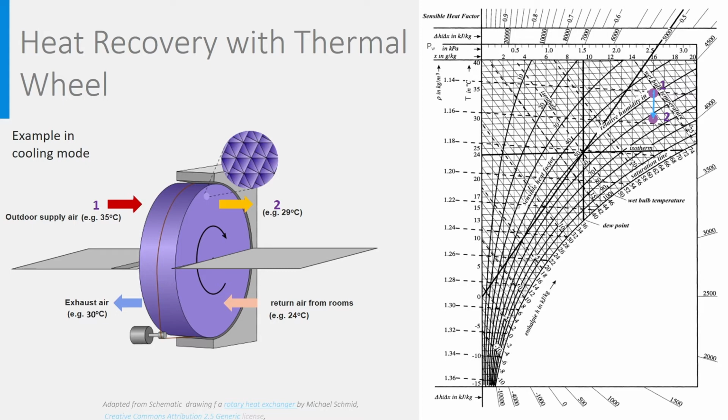The wheel rotates very slowly in such a way the aluminum of the wheel has time to be cooled by the return air passing horizontally below through the beehives. When it arrives in the upper part, the wheel starts to be heated by the warm outdoor supply air at point 1 and cools this way air to point 2. It would work similarly in heating mode.